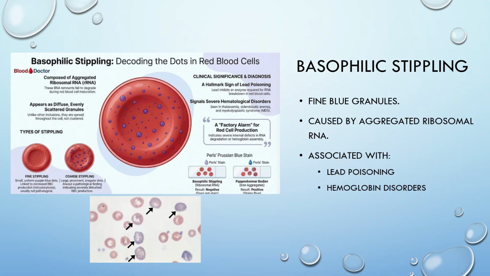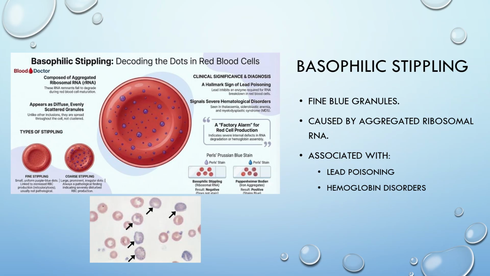Another type of red blood cell inclusion you may encounter is basophilic stippling. Unlike Howell-Jolly bodies, which appear as a single distinct inclusion, basophilic stippling appears as multiple tiny blue granules scattered throughout the red blood cell cytoplasm. These granules represent aggregated ribosomal RNA that failed to break down during red blood cell maturation. Normally, as red blood cell precursors mature in the bone marrow, ribosomal RNA is gradually degraded and removed. When that degradation process is disrupted, the RNA can accumulate and appear as these fine basophilic dots on the smear.